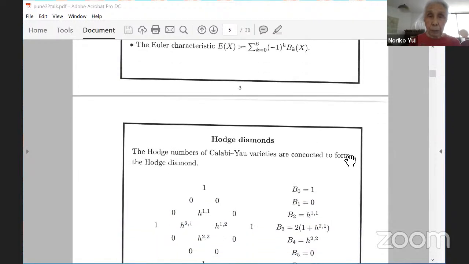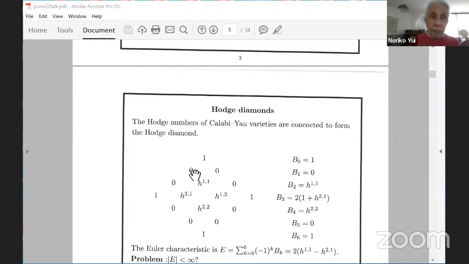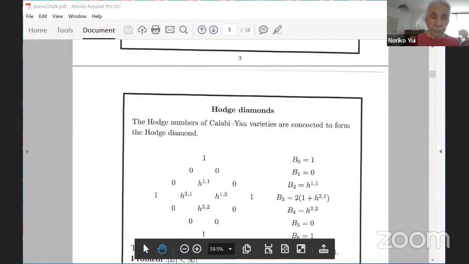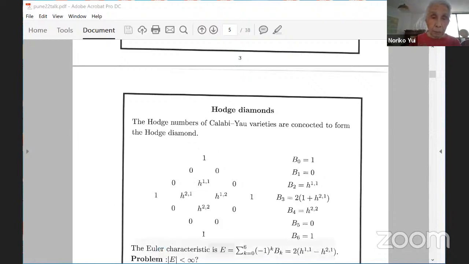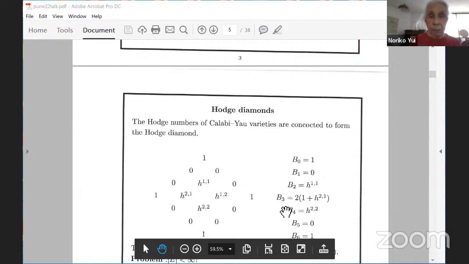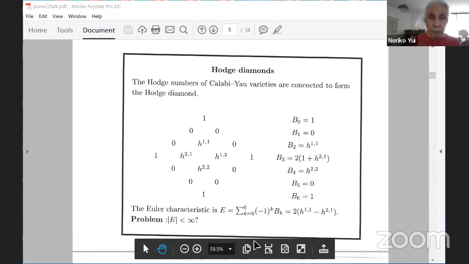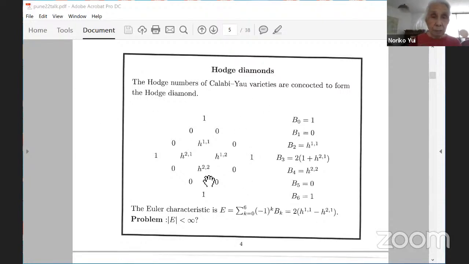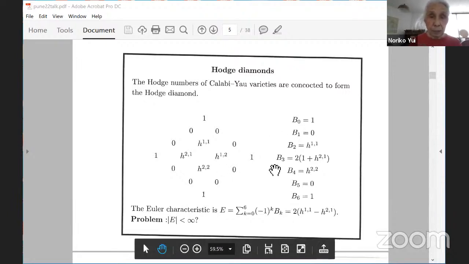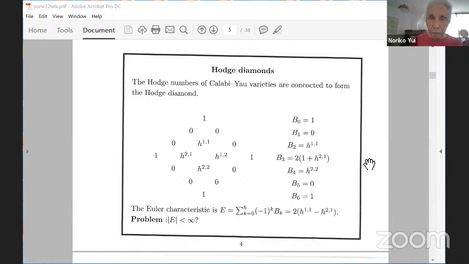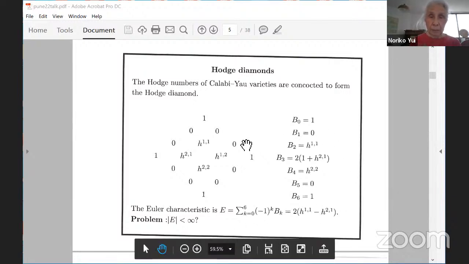So you put all this information in the Hodge diamond. This is h^{10}, h^{20}, and then there is a duality along this vertical line, that's the complex conjugation, and there is a duality along this horizontal line. So this is the Hodge diamond. If you add these numbers horizontally, you'll get the Betti numbers, and if you take the alternating sum, you'll get the Euler characteristic. So the Euler characteristic of a Calabi-Yau depends on two Hodge numbers, h^{11} and h^{21}. Even today, we don't know whether this Euler characteristic is bounded or not. We have more than a million Calabi-Yau threefold examples, but we don't know.